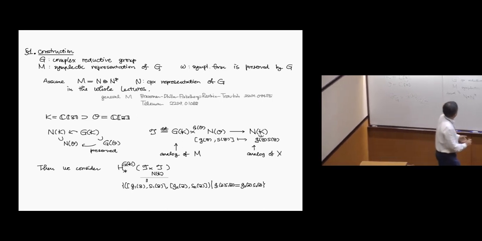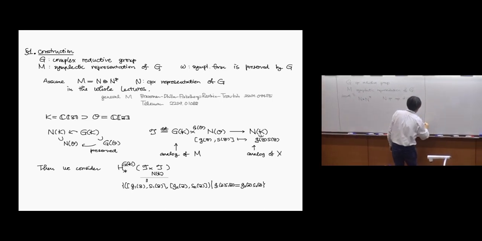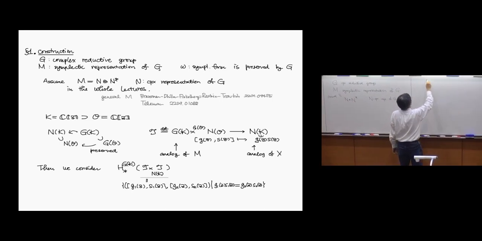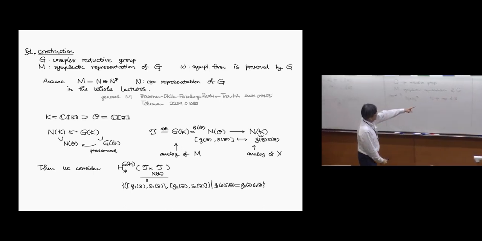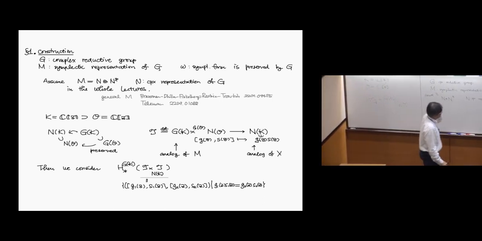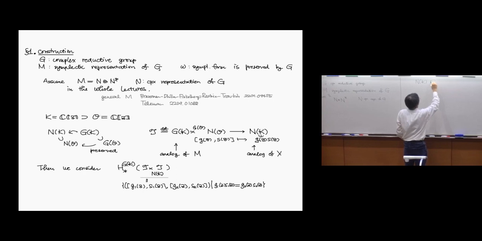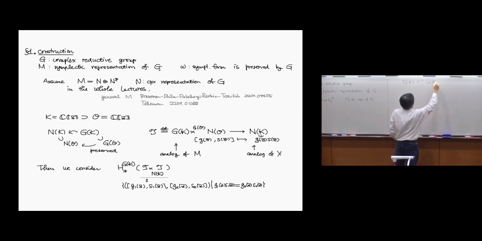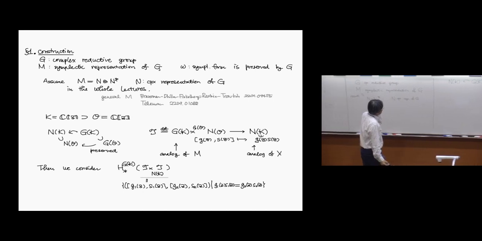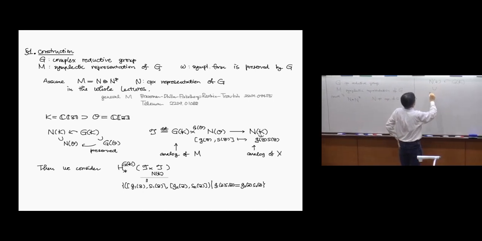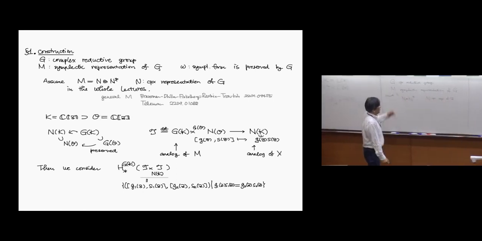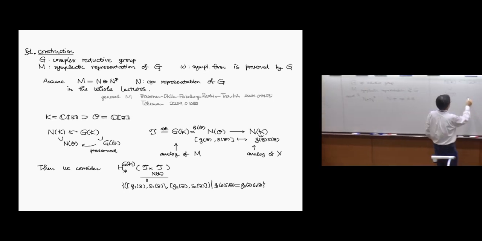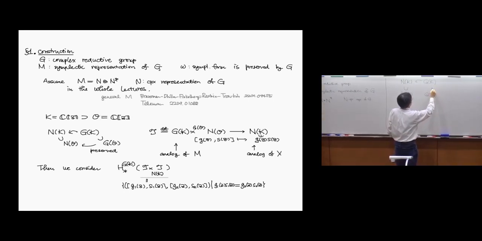And then, so we take N of K. So this is for formal Laurent power series with values in N, right? So then this is the representation of G of K. And here you have the subspace N of O. Instead of formal Laurent power series, you consider formal power series. And you have G of O. And this is preserved. N of O is preserved.